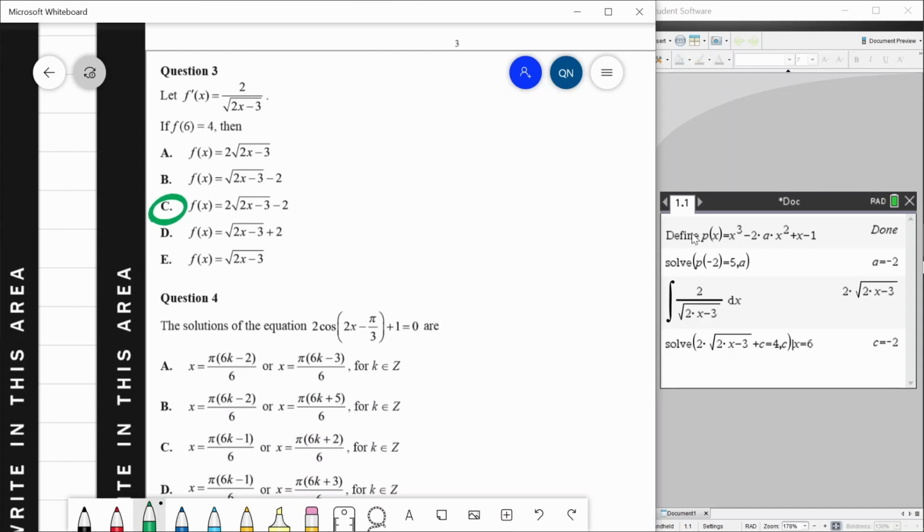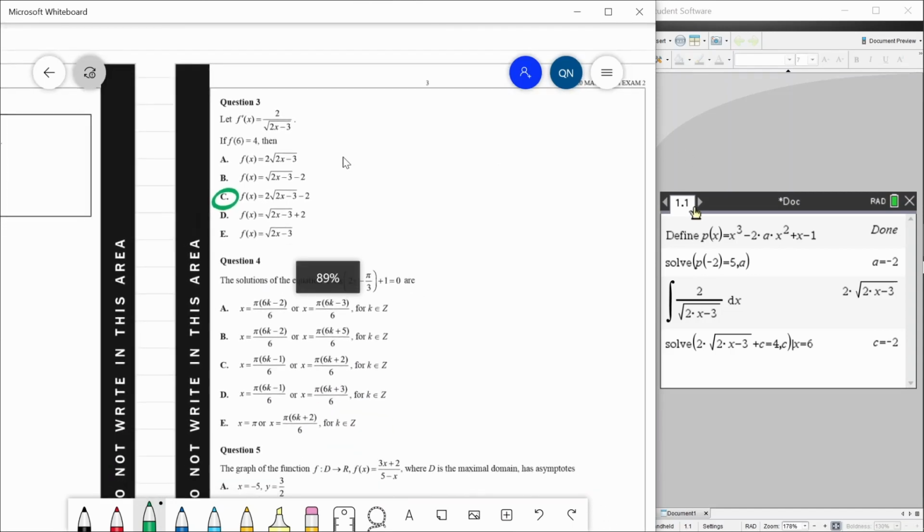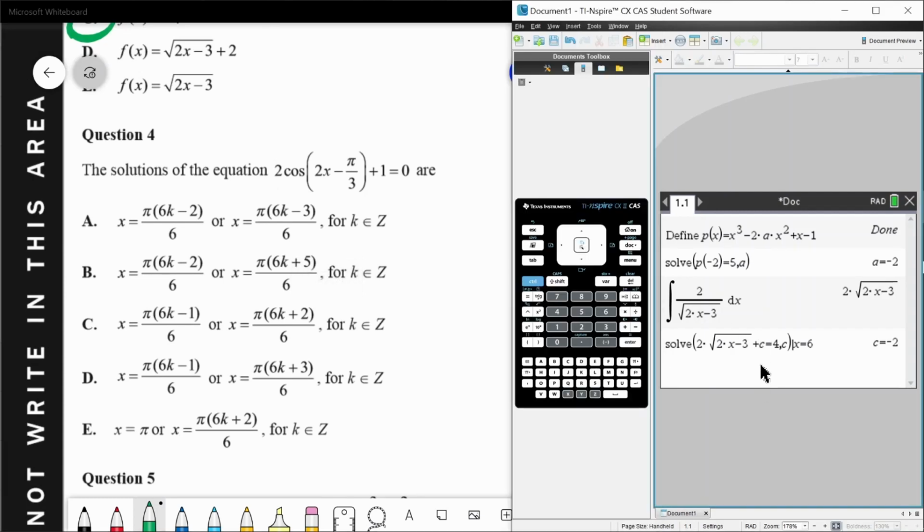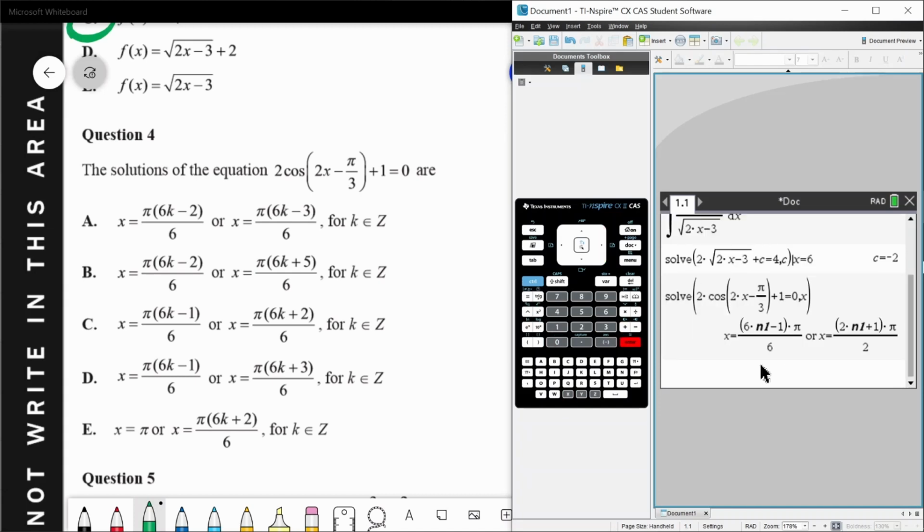So it looks like it's going to be C. Question 4, looks like we've got general solutions going on over here. So the CAS can take care of that for us, and we can simply solve. We've got the 2, the cosine, the 2x, the negative pi over 3, and a plus 1 equals 0, comma x. Let's see what that gives us. It gives us stuff over here.